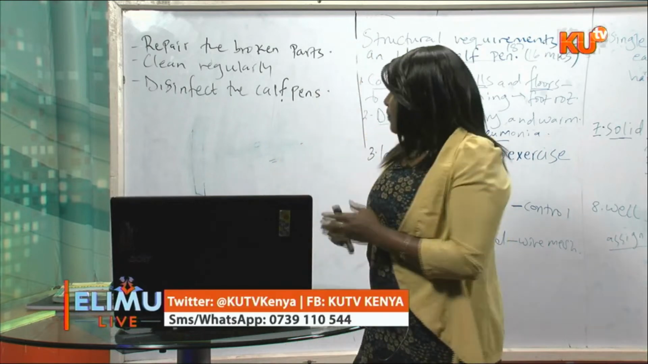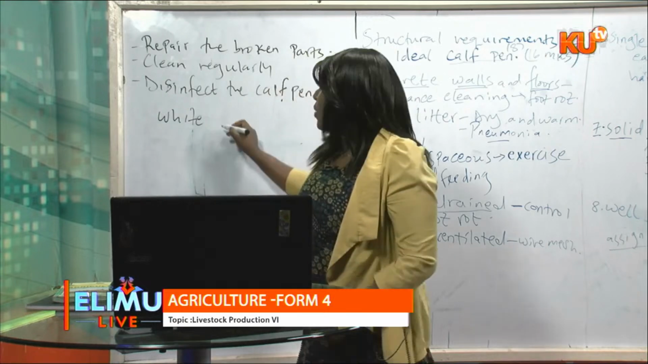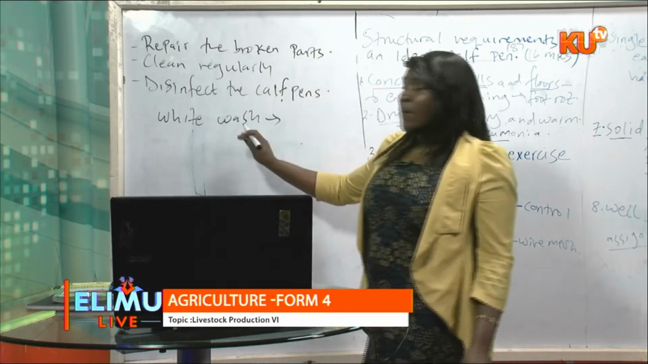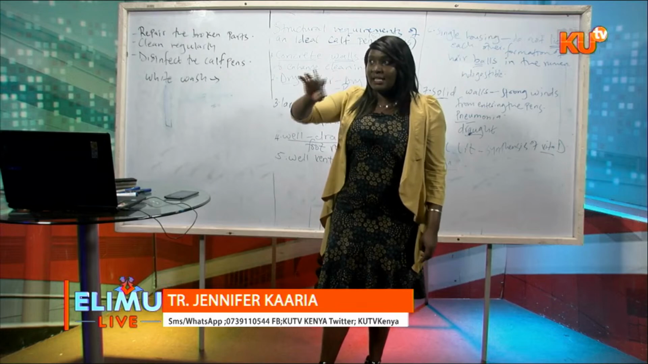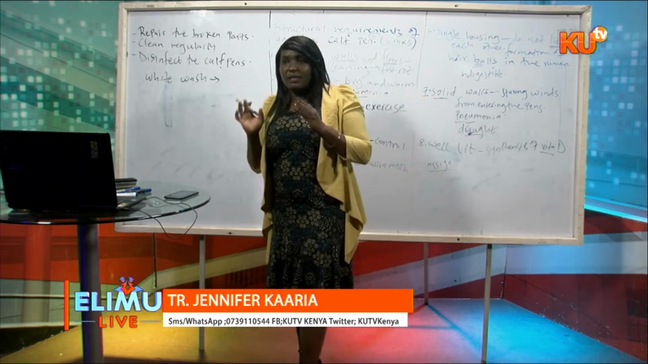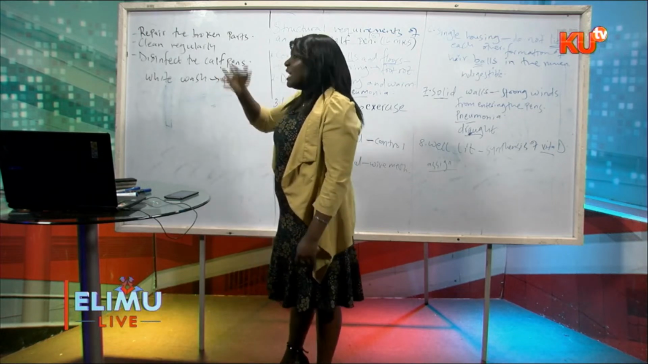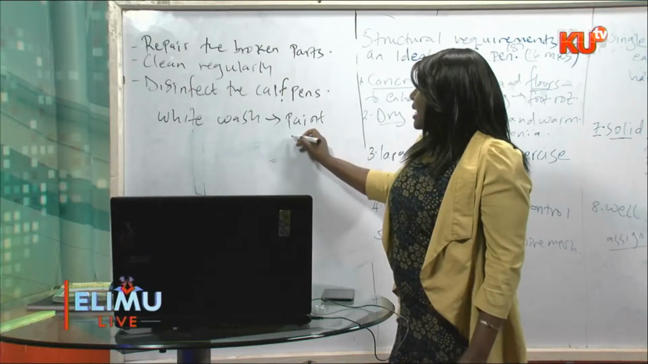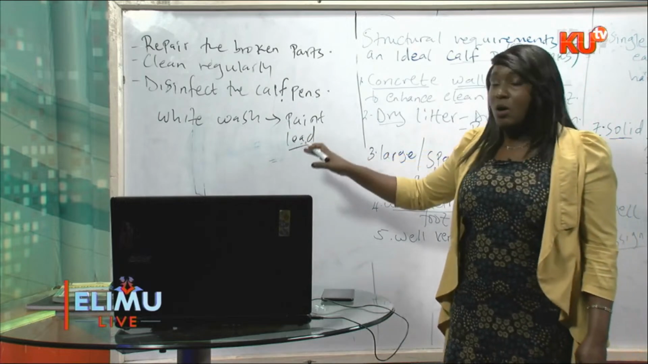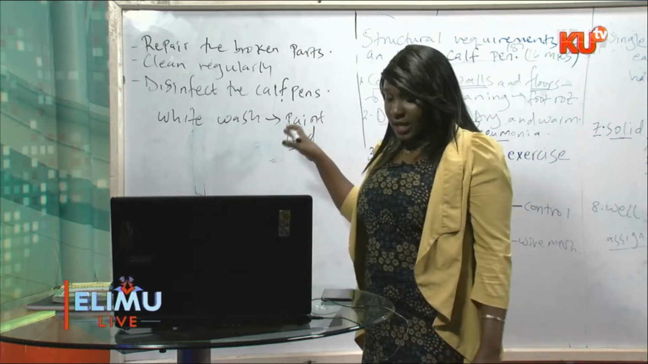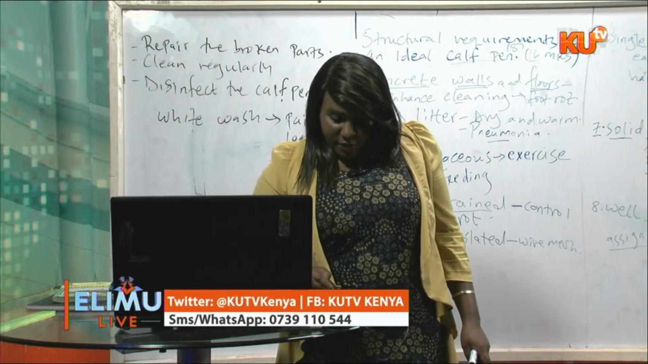Actually, we don't paint the calf pen white. We whitewash them. And the reason why we whitewash is that we just wash the cement that has made the walls and the floors. We don't paint them at all because the white paint or any paint contains lead, and lead, you know, is a poisonous metal. So we don't paint them because of the issue of the lead that can cause poisoning to the calves. So thank you very much.